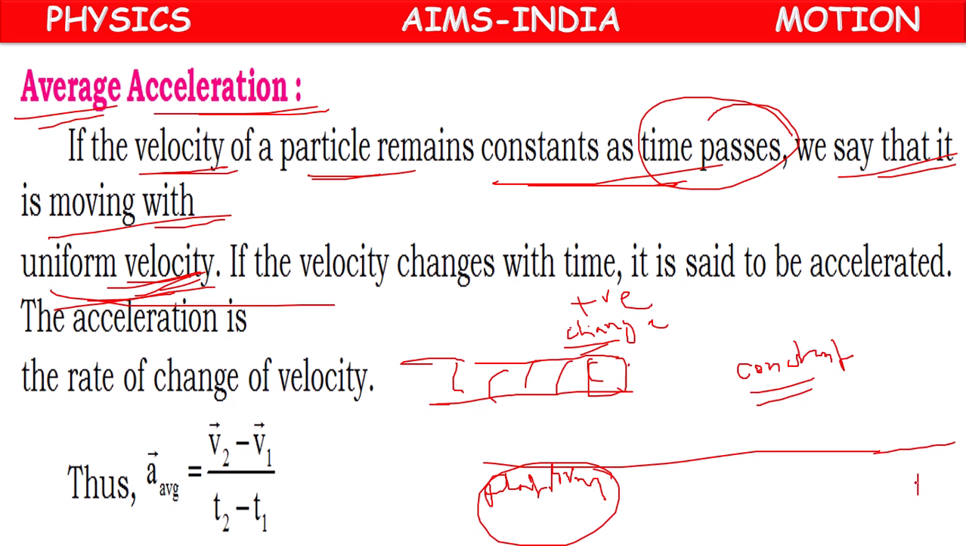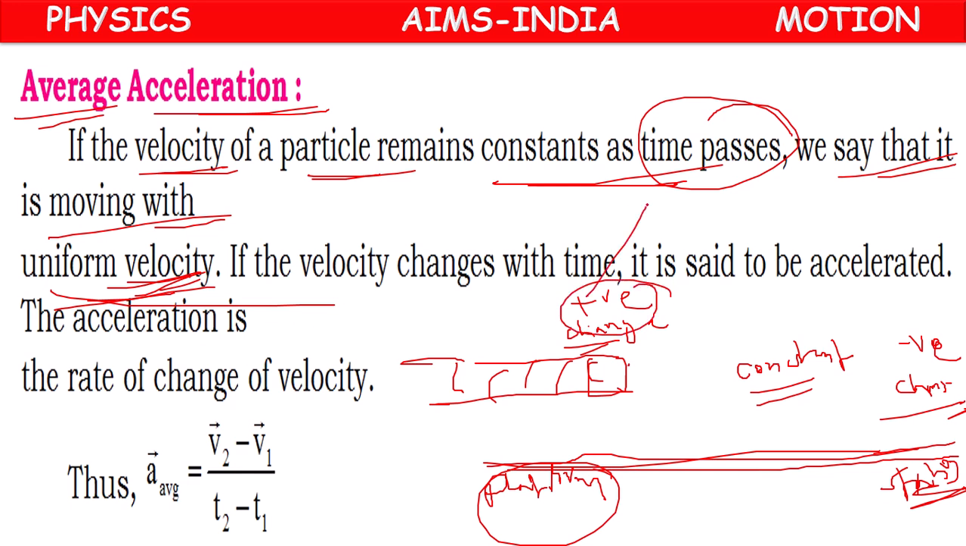Again, reaching another station, its velocity will change. This time it will slow down, negative. Throughout the journey of any object, we can observe change in velocity, either increasing or decreasing or constant.